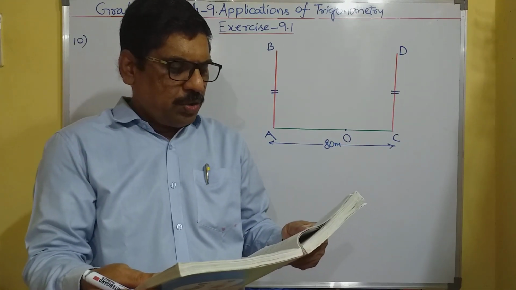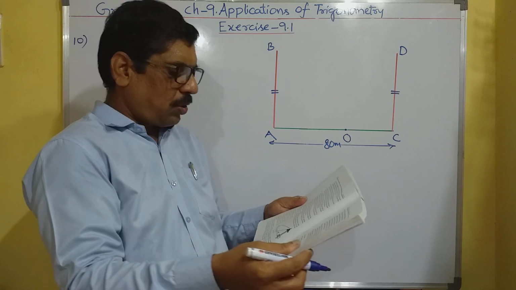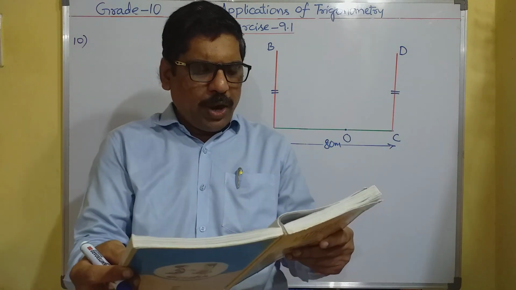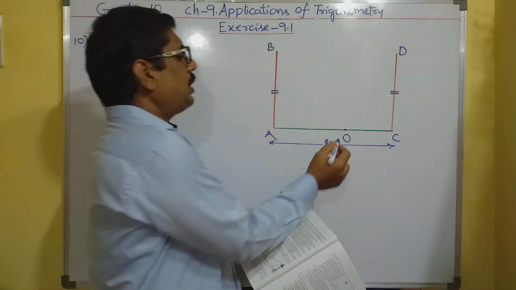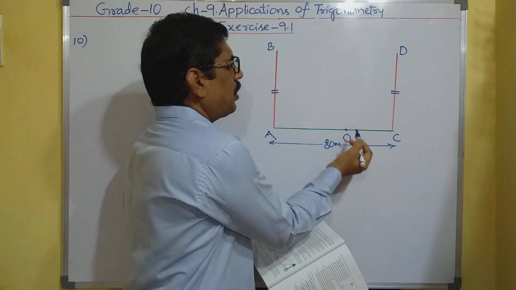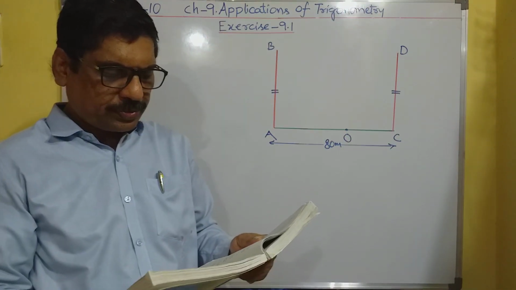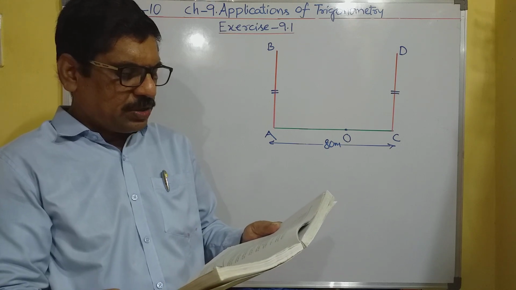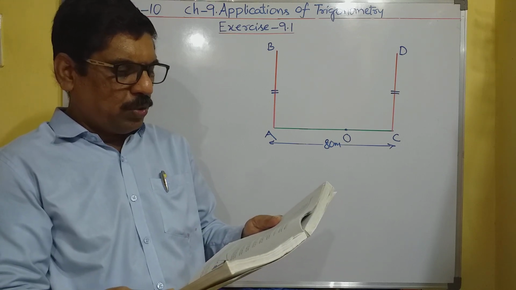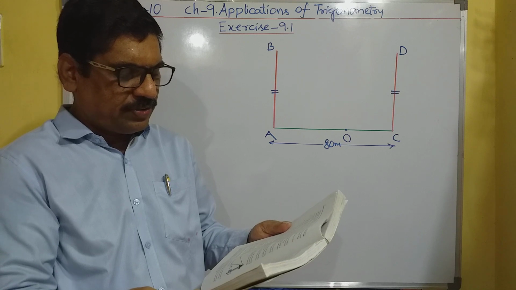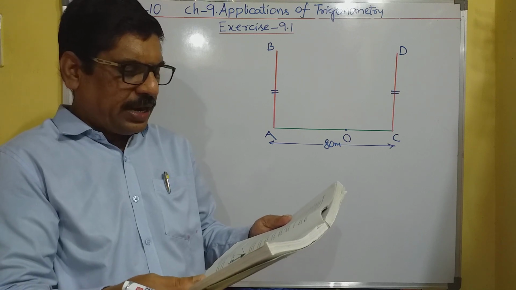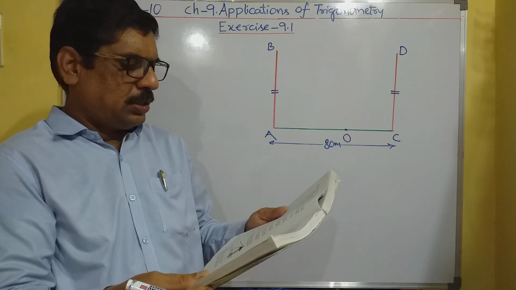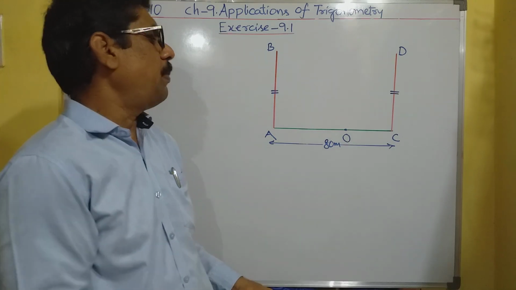Either side of the road, which is 80 meters wide. The width of the road is 80 meters. From a point between them on the road, here there was an observer at a point O on the road. The angles of elevation of the top of the poles are 60 degrees and 30 degrees respectively. Find the height of the poles and the distance of the point from the poles.